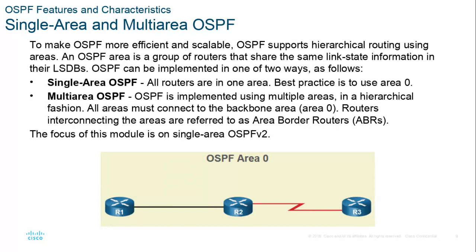So what we're going to do is single area OSPF. All the routers are going to be in one area, two or three routers connected in one particular area. And they're all going to become aware of each other and share their routing tables, their topology tables with each other.